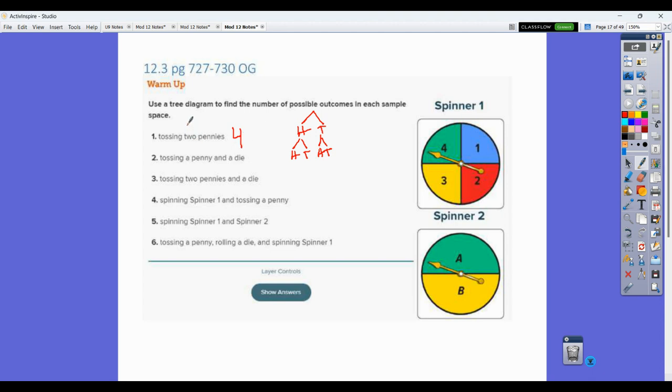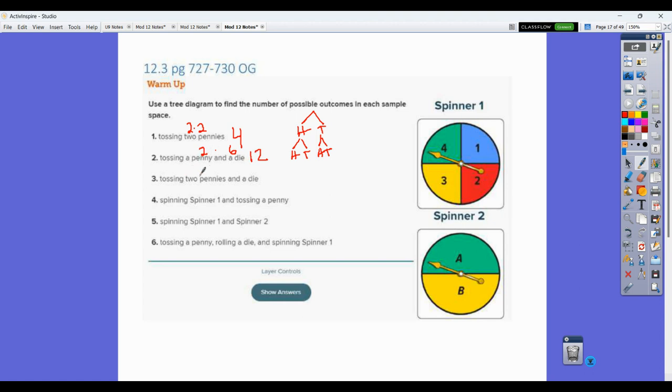We can also use our fundamental counting principle there, 2 times 2. Tossing a penny, you have 2 chances for that. And tossing a die, again, we're going to assume a normal die, so that would be 6 chances. So you would have 12 total possible outcomes that are happening there.